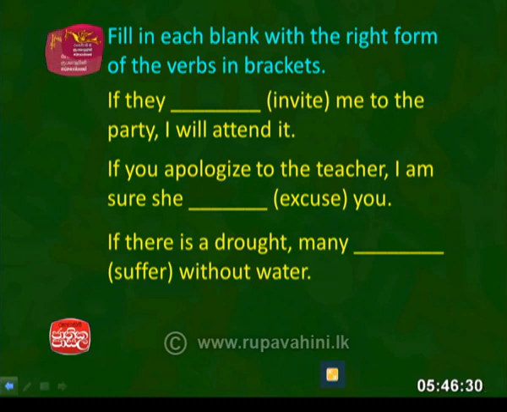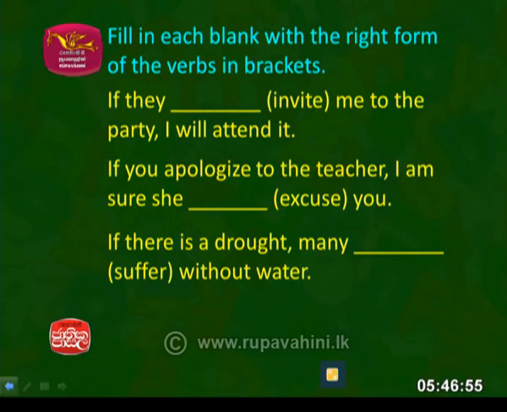In the main clause they have given only the excuse, so 'apologize' is the verb there. So when you have 'apologize', how will you use it? If you apologize to the teacher, I am sure she may... no, no, let the children think, they'll give the answers later. Right, the third one: if there is a drought, many... without water. A drought means a dry spell. The next part talks about what happens if a drought comes.